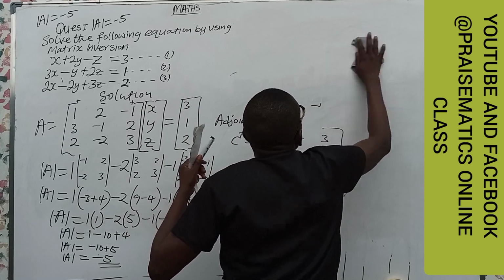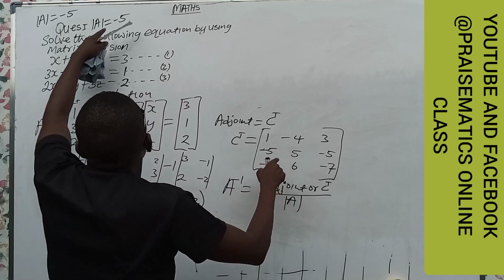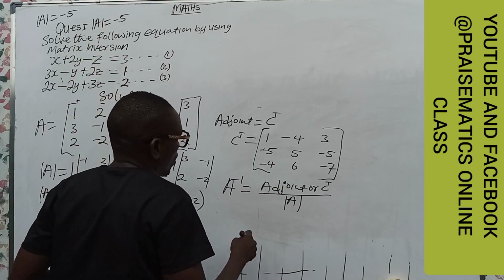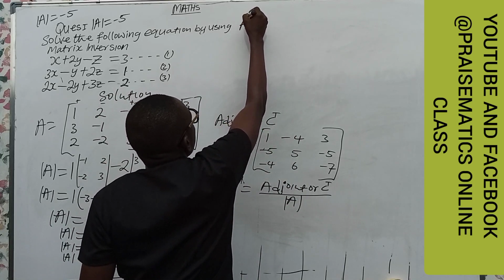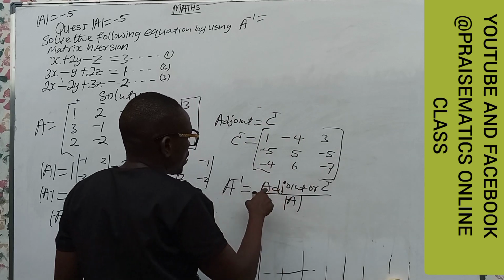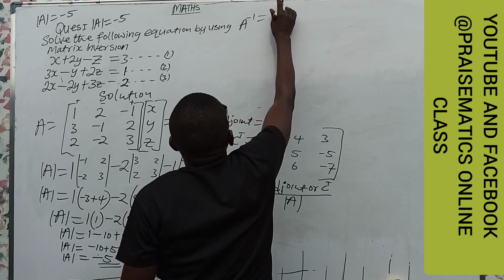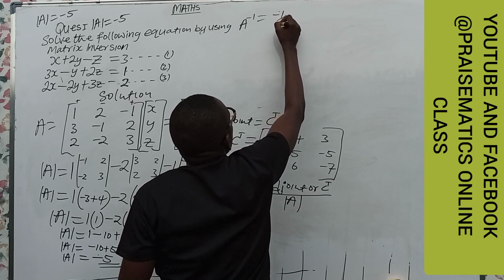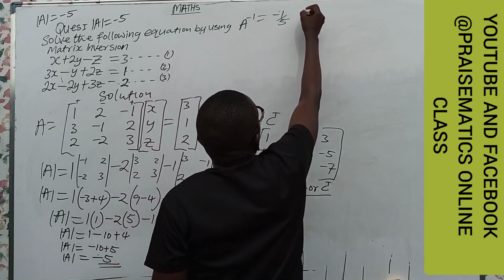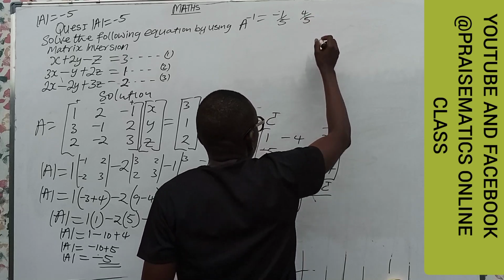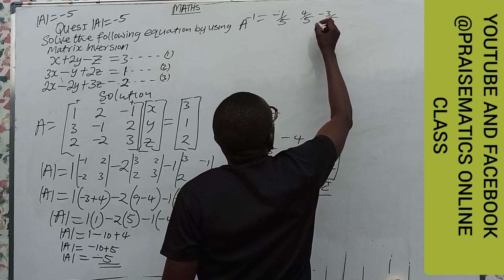Inverse right now. From this place, always remember that the determinant of A is minus 5. So what do we have? We have that A inverse is equal to this adjoint, each entry divided by minus 5. 1 divided by minus 5 gives minus 1 over 5. Minus 4 divided by minus 5 gives 4 over 5. 3 divided by minus 5 gives minus 3 over 5.